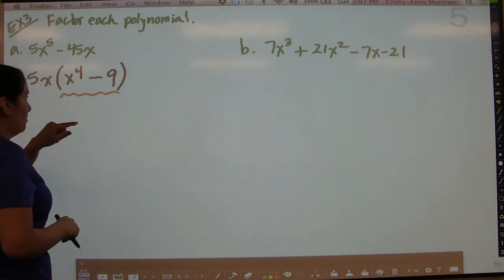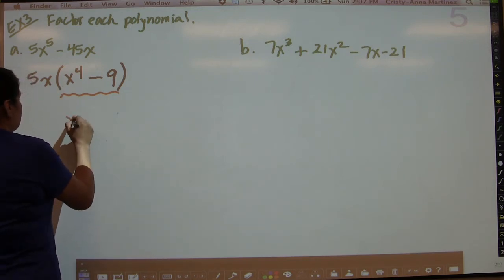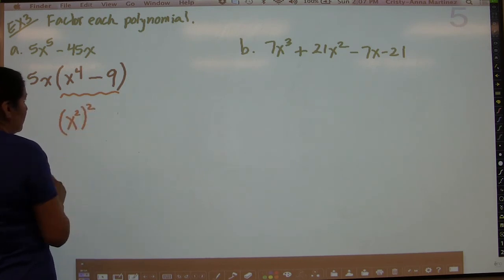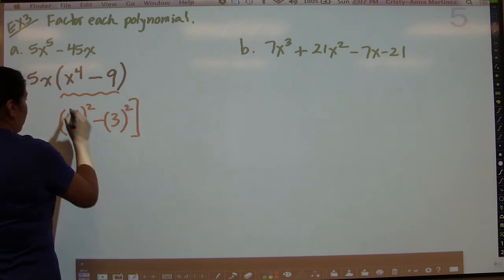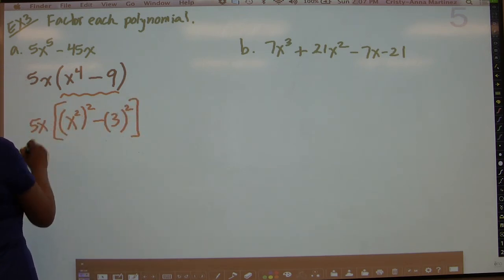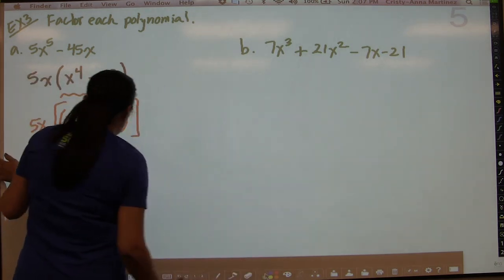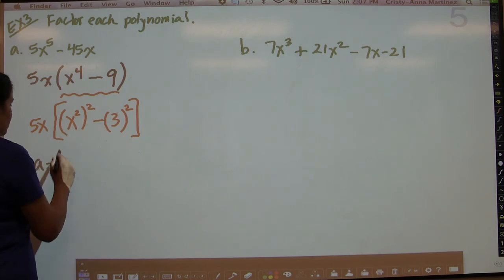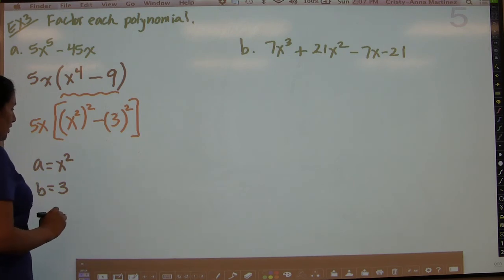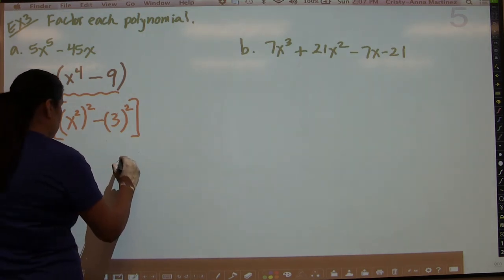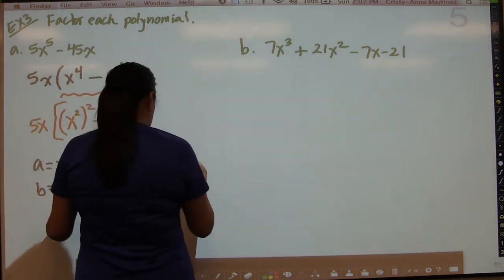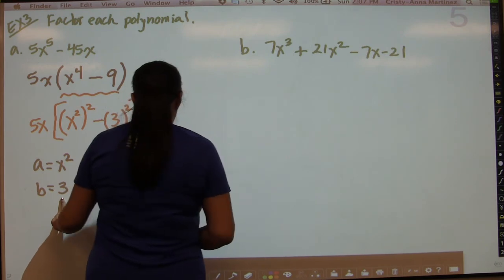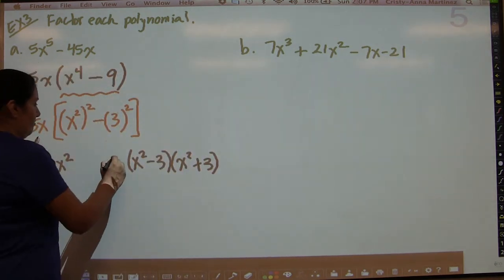Of course, we have x to the 4th, and that's going to be an issue, so we want to write that as x squared squared, and then minus 9 is 3 squared, and then of course we don't want to forget that we still have the 5x out here. So in this case, our a value is x squared, and our b value is 3. So according to the formula, we're going to get a minus b and a plus b. And of course, you don't want to forget there's a 5x out here from before.